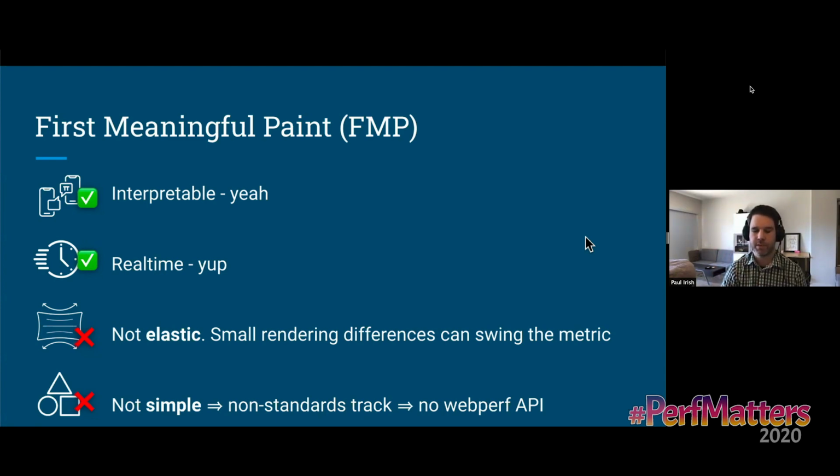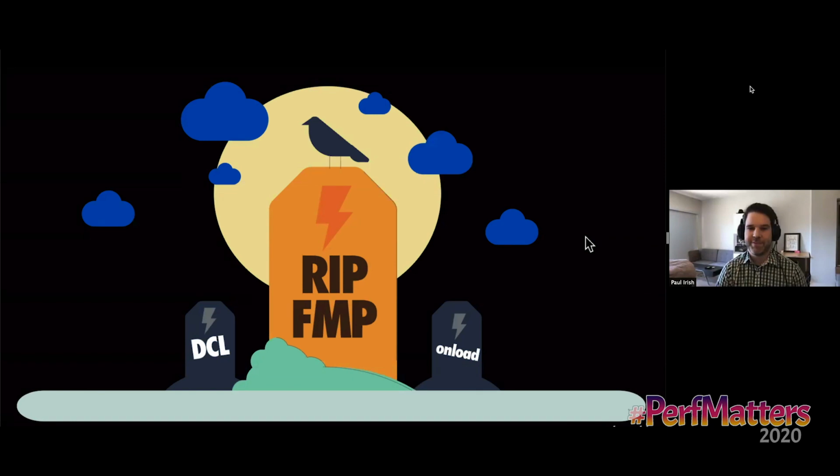It couldn't progress in the WebPerf working group, and so that meant that it could never be a WebPerf API and be measured in a RUM scenario. So unfortunately, I have to tell you, first meaningful paint, yeah.